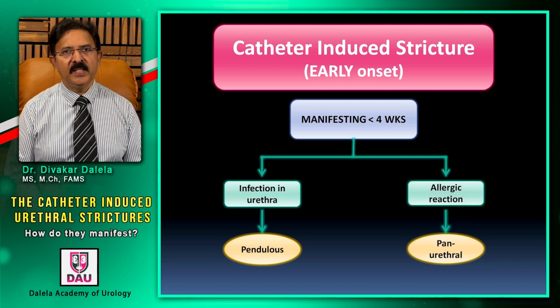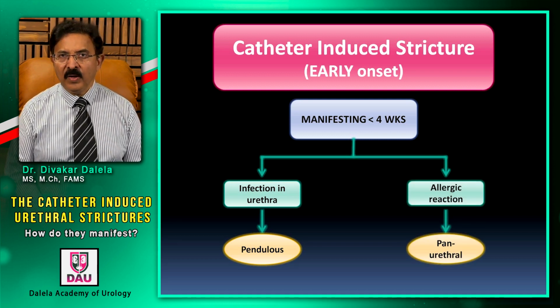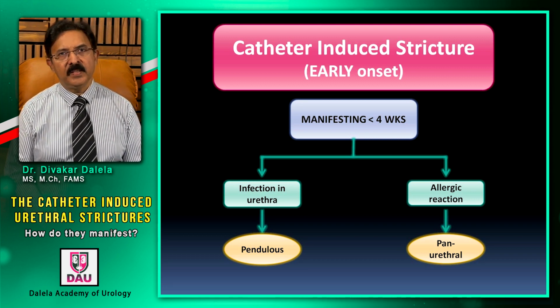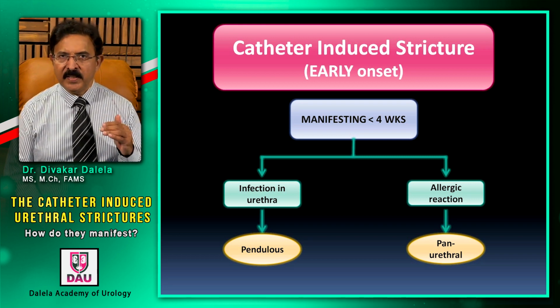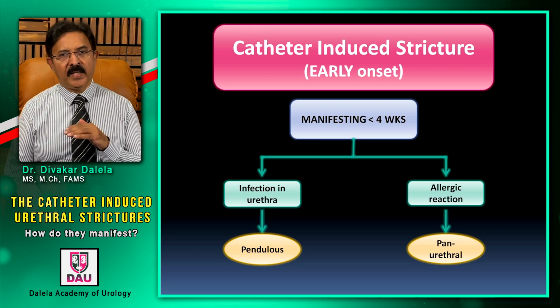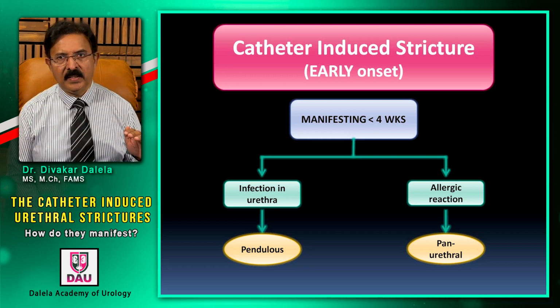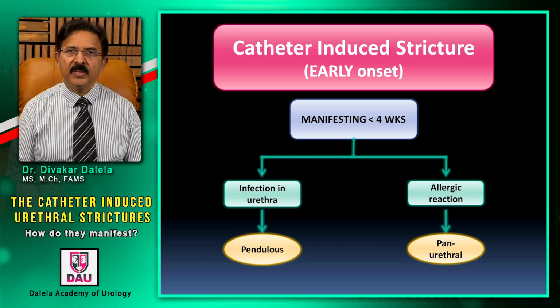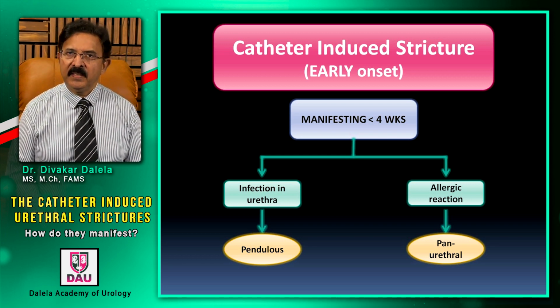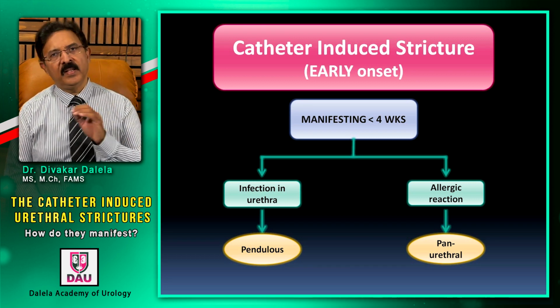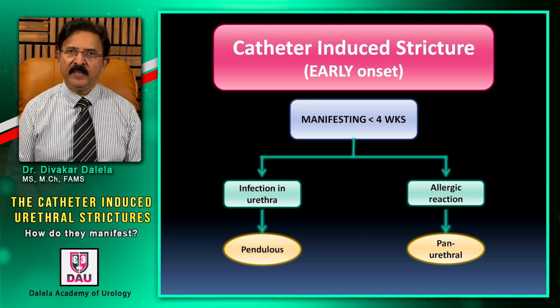The second situation is the allergy to the urethral wall by the catheter material. Depending upon the quantum of allergy, it can be a mild allergy, or it can be an extreme degree of allergy, and you get a reaction in the entire urethra. And this is an example of pan-urethral disease. So those strictures which present early, within the 4 weeks of catheter insertion, either involve the pendulous urethra or involve the entire urethra as a result of infection and allergy.